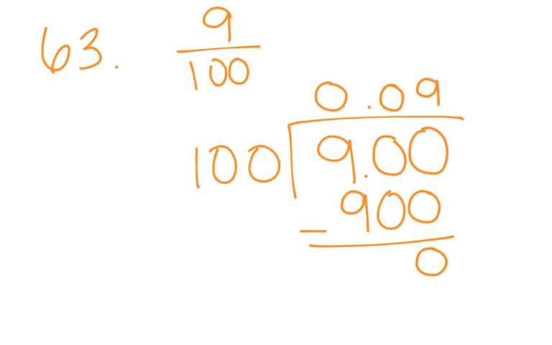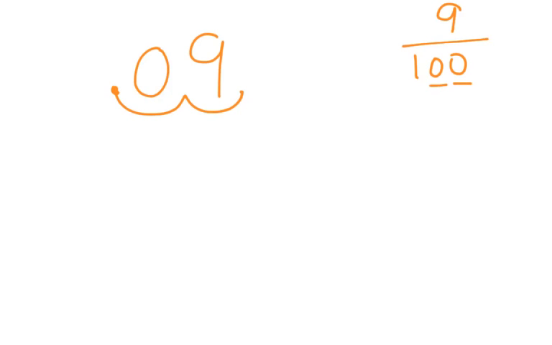Okay. Again, you could have just added the 0 here. 9 over 100. There's 2 zeros. 1, 2. Your answer is 9 hundredths or 0.09 as a decimal.